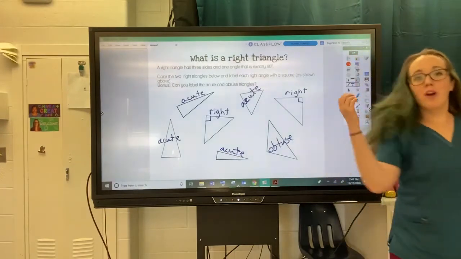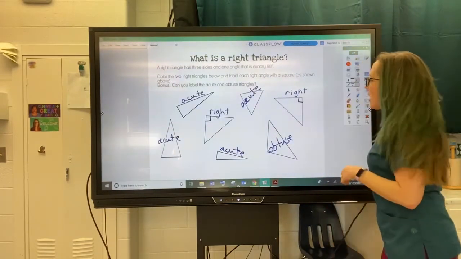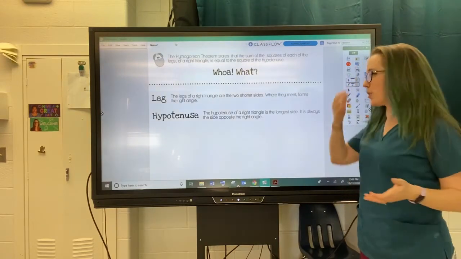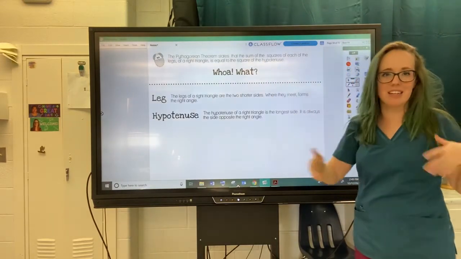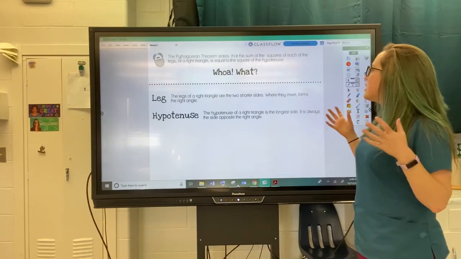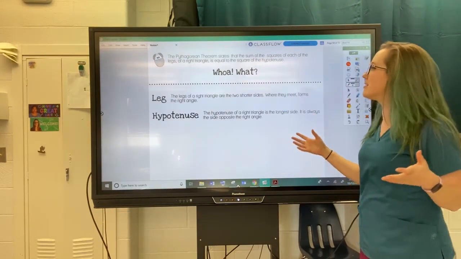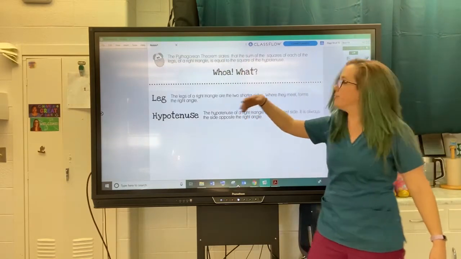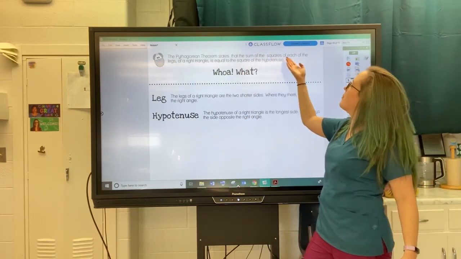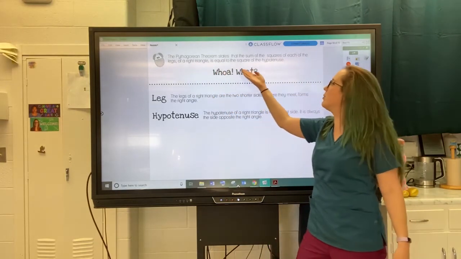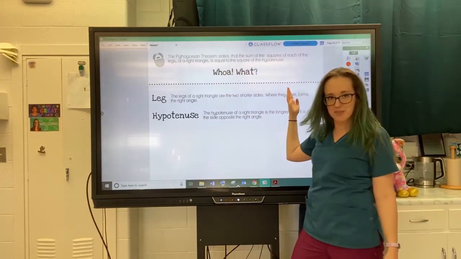All right, so we know what right triangles are. We met this guy from ancient Greece. Let's do something with it. So he has this theorem. It's like an equation named after himself, called the Pythagorean Theorem, or the P theorem, and it says this. Are you ready? The sum of the squares of each of the legs of a right triangle is equal to the square of the hypotenuse.